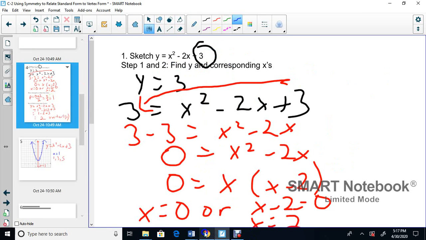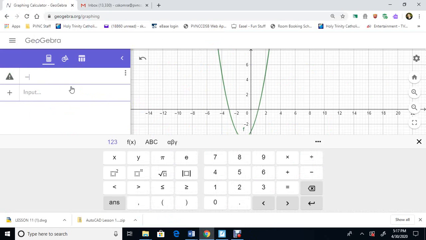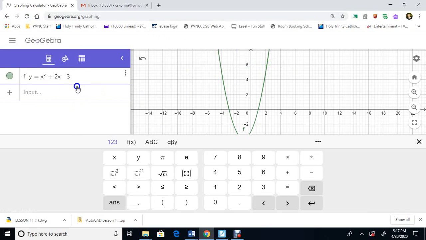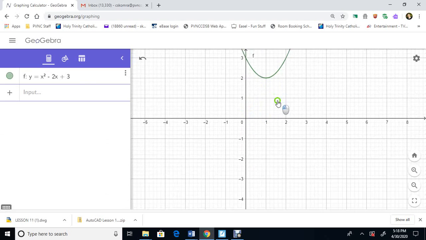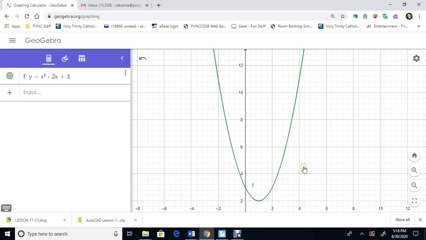You've got to be careful when I type it in. So it's minus 2x. Whoops. Let's undo that. Oh, cancel. Oh, there we go. It's minus 2x plus 3. No, not divided by 3, but plus 3. There it is. Our vertex, (1, 2), our two symmetric points, and our graph.